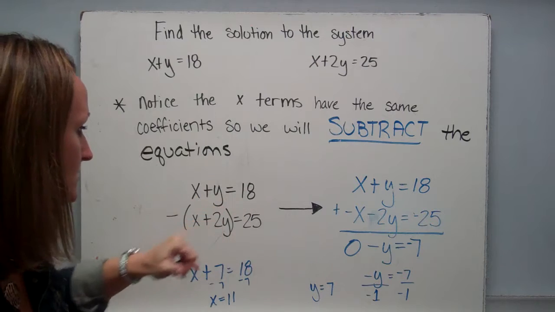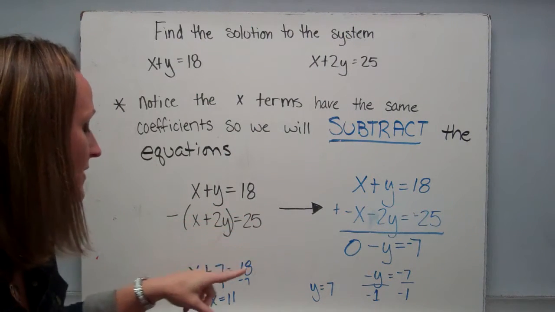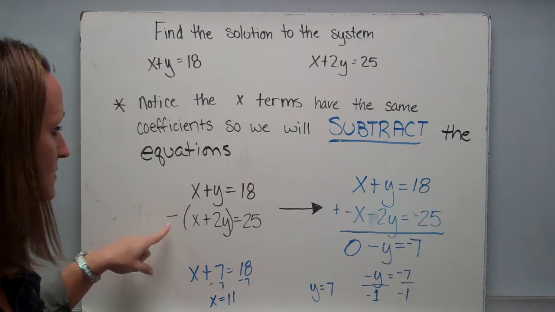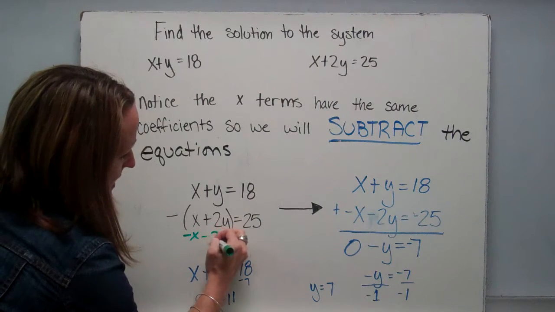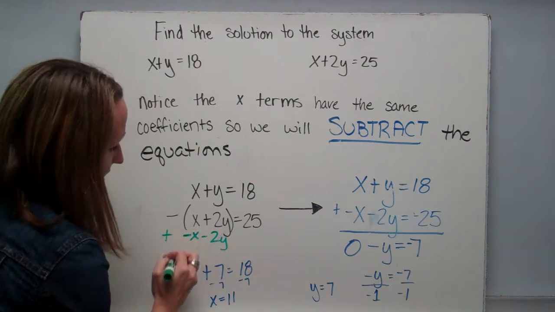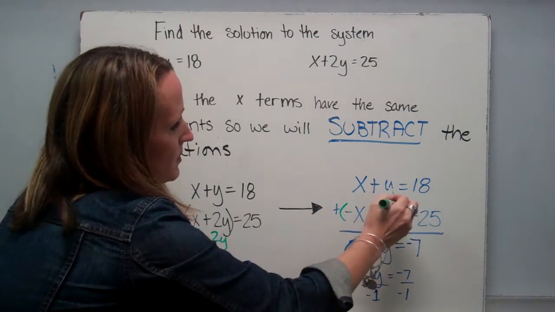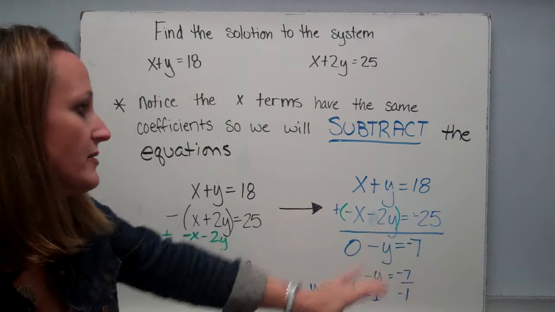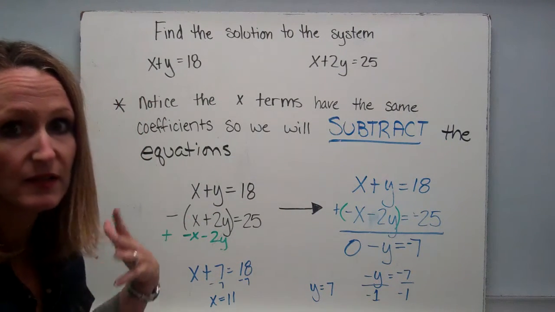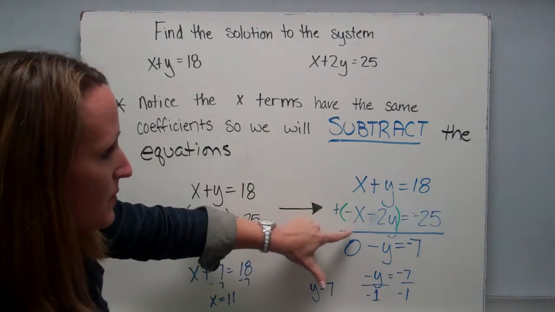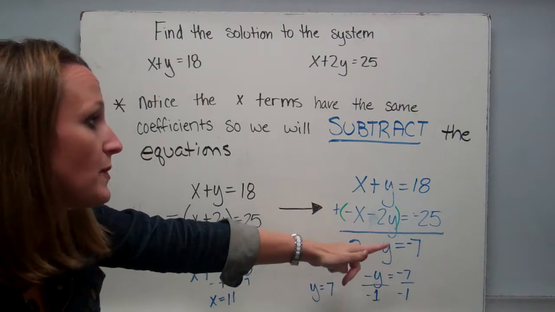x plus y equals 18, minus x plus 2y equals 25. What happens when I do this minus? It makes everything in here negative, and then I can make it plus. So now I'm rewriting it as a plus, but notice everything has become negative. So now I can cancel like I did before. This time my x's will eliminate, and I can work with my y's.